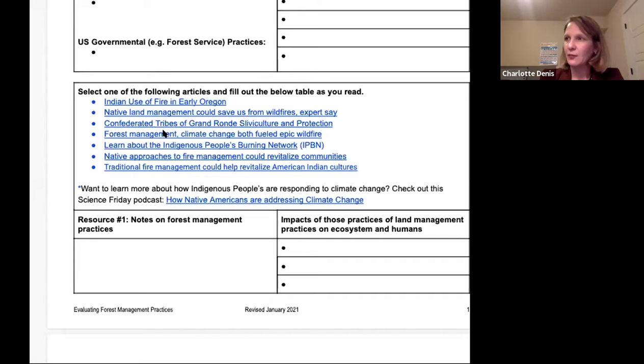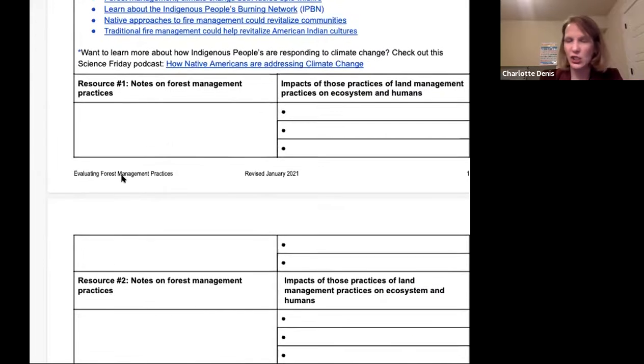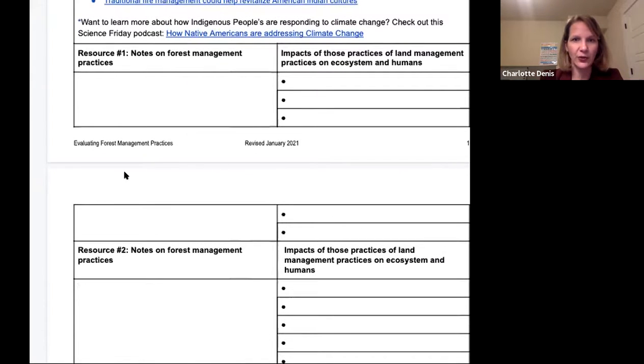So we have several different articles. Some of them are articles, some are podcasts and videos, so a variety of different types of media. Students in their small group might each read two of these things or interact with two of the sets of data. Then they share the information they pulled out and identify the impacts of the practices on ecosystems and on humans.